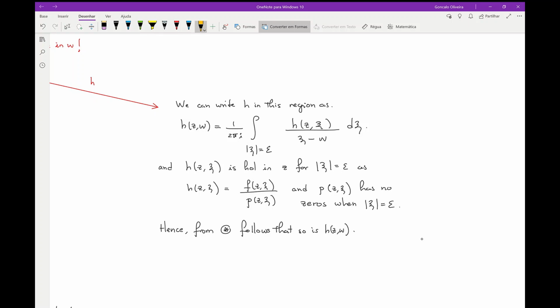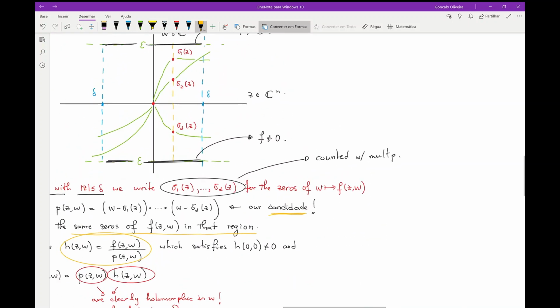Okay, W takes values in C, and we can integrate over a circle of radius epsilon to write H of Z, W using the Cauchy integral formula in this manner. And what is the advantage of this? Now we are integrating over this region, where the norm of Z is equal to chi. So I wrote this here. And in that region, neither F nor P has zeros, by the way we chose it.